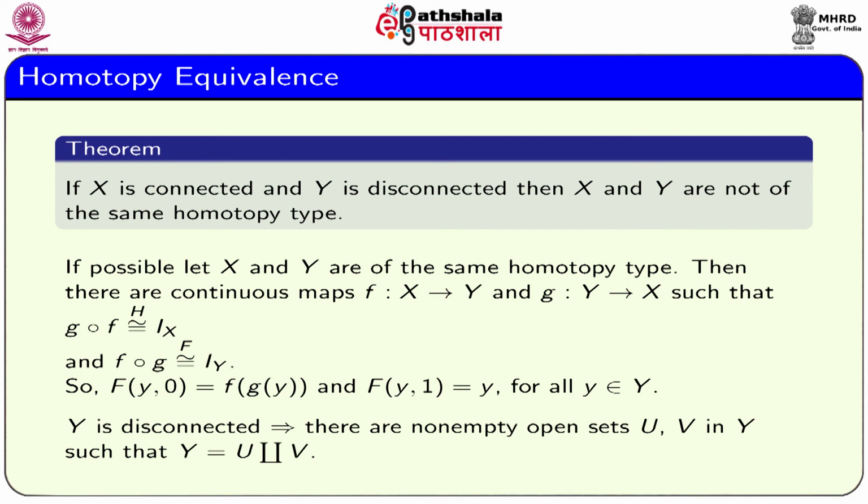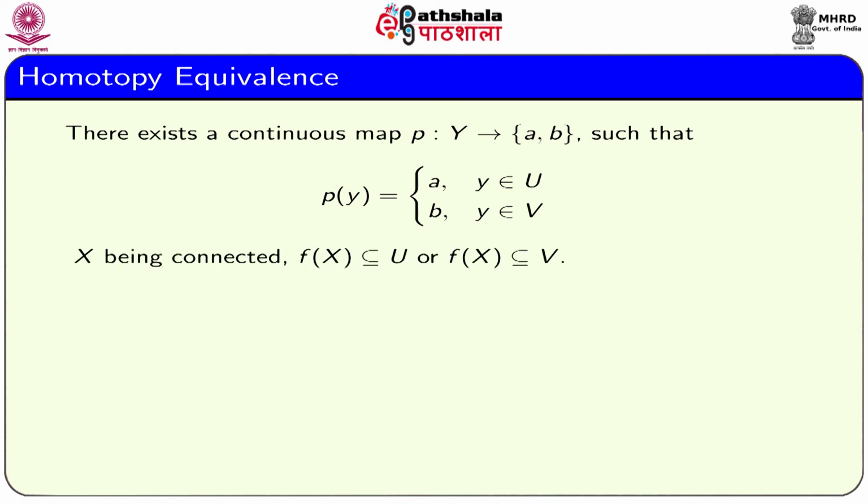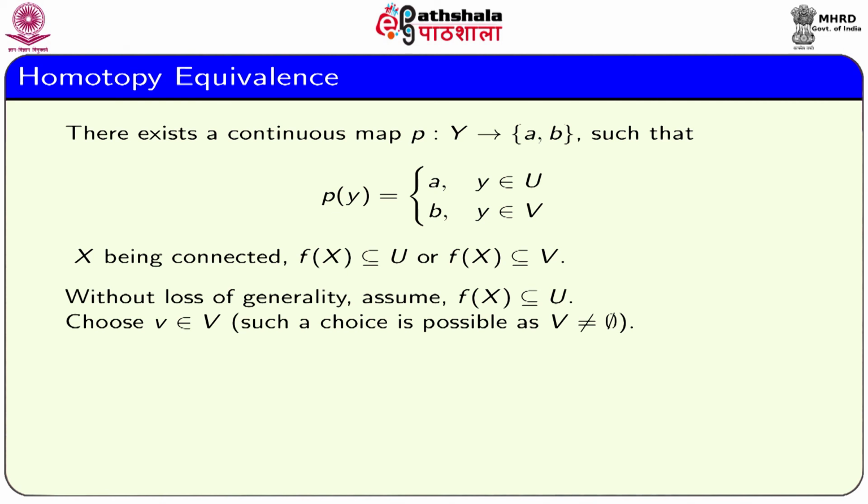Since Y is disconnected, there are open sets U and V which are non-empty, such that capital Y is the disjoint union of U and V. So there exists a continuous function p from capital Y to {a, b} such that p(y) is a whenever y is taken from U, and p(y) is b whenever y is taken from V. Since X is connected, f(X) will be contained totally within U or totally within V. Without loss of generality, we assume that f(X) is contained within U. Choose a point v from capital V. Such a choice of v is possible because V is non-empty.